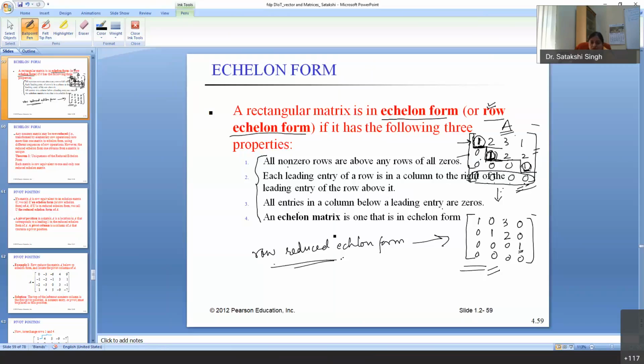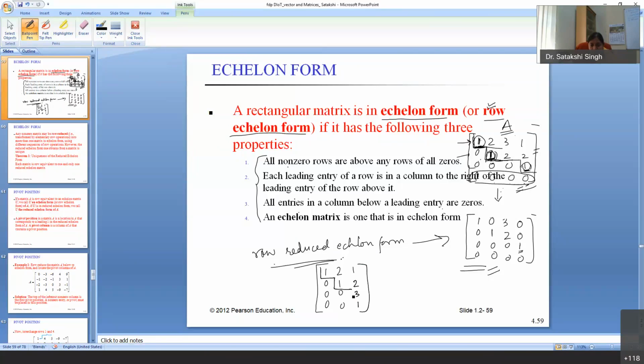So we can take another example here. Say we have 1 0 0 0, 2 1 0 0, then 1 2 3 1. So how will we make the staircase here?